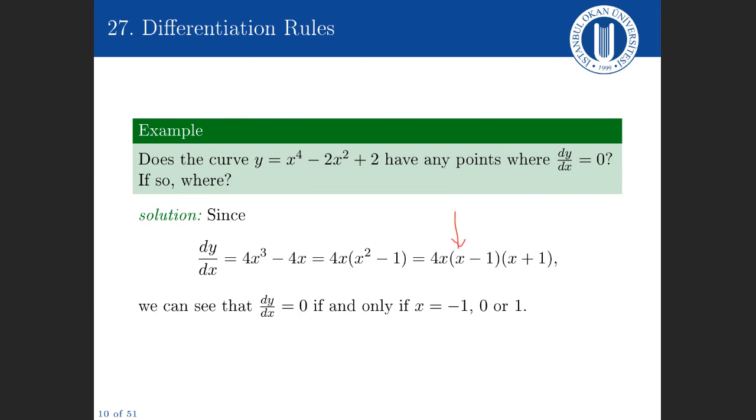How can we make x minus 1 equal to 0? We could choose x equal to 1. And the final bracket, how could we make x plus 1 be equal to 0? We could choose x is equal to minus 1. We can see that the derivative is equal to 0 if and only if x is minus 1 or 0 or 1.